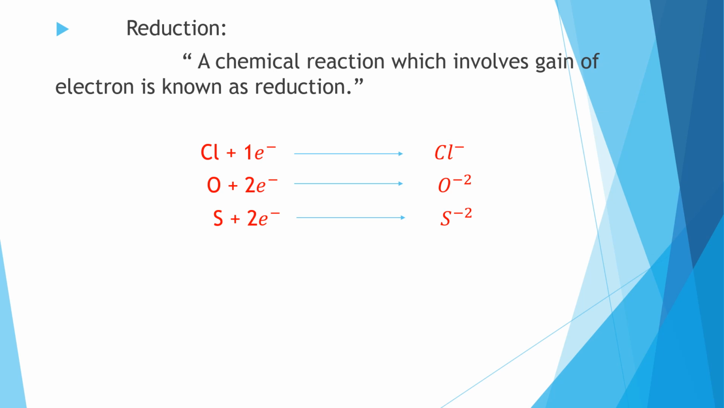Oxygen, which is present in group 6 of the periodic table, gains 2 electrons and changes into O2- ion. It will be reduced and the process of reduction takes place. Sulfur is also present in group 6 of the periodic table. It will also gain 2 electrons as S2- ions are formed. Sulfur is said to be reduced and the process of reduction takes place. This is all about oxidation and reduction in terms of loss or gain of electrons.